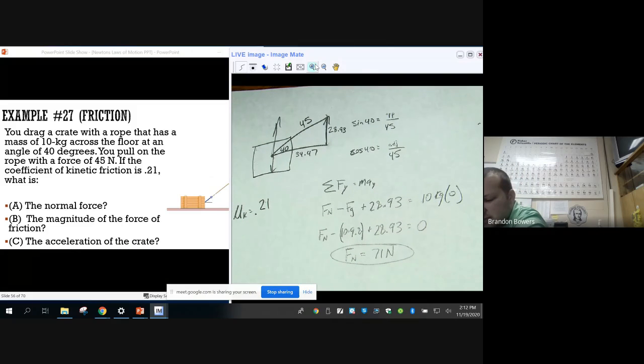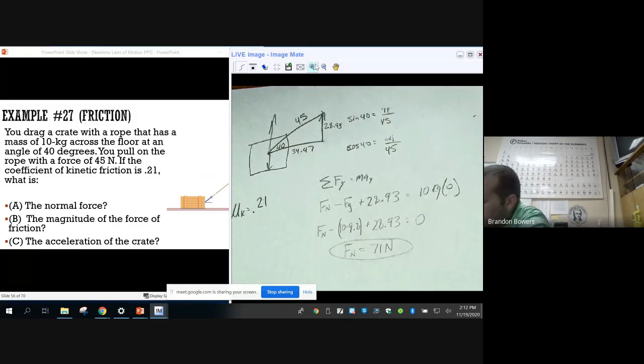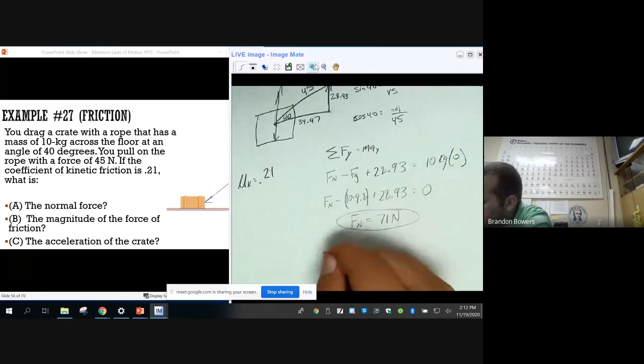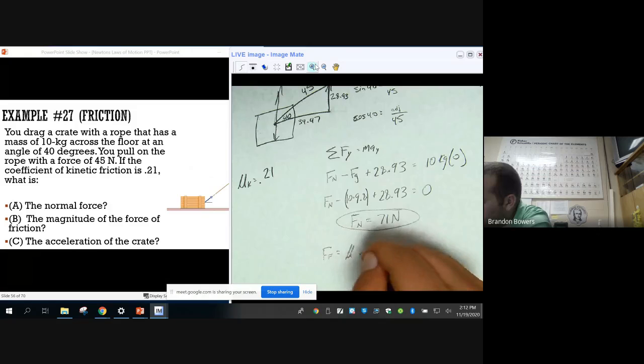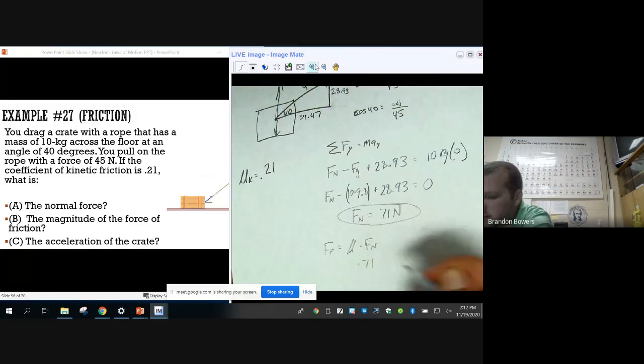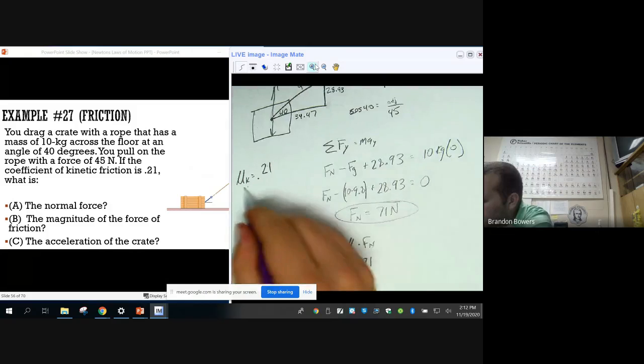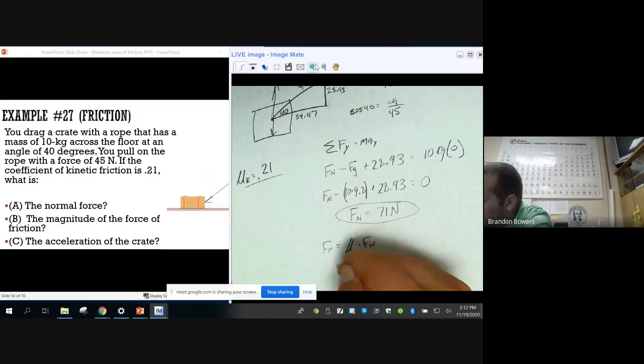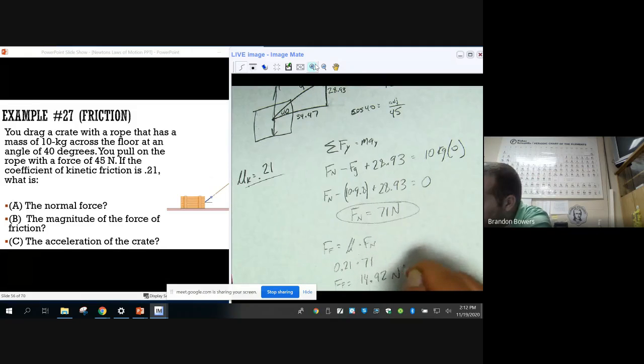What is the magnitude of friction? Okay. Well, friction, so I know force of friction is equal to mu times force normal. Well, I just solved force normal was 71 times mu was given in the problem 0.21. Well, the force of friction is going to be 14.92 newtons.